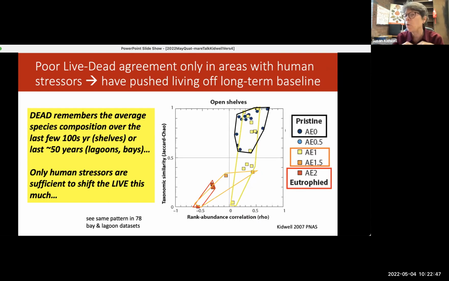And what I find is only settings with human stressors generate this scale of live dead discordance. You may be in an environment with high natural variability. No, you get good live dead agreement there because the death assemblage sums across all that natural variability.